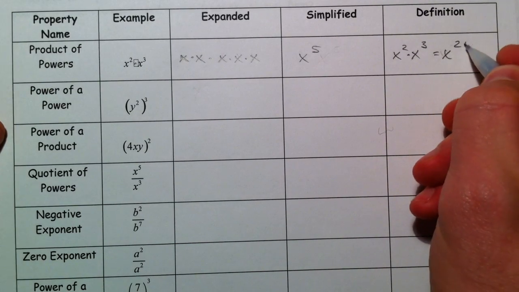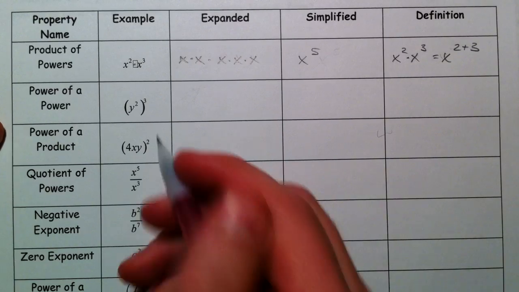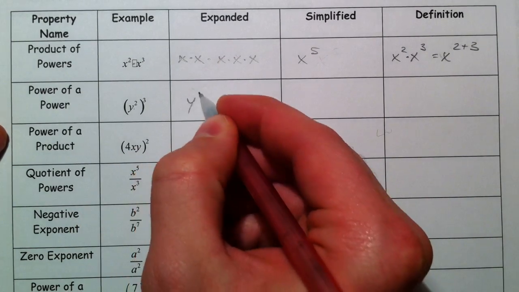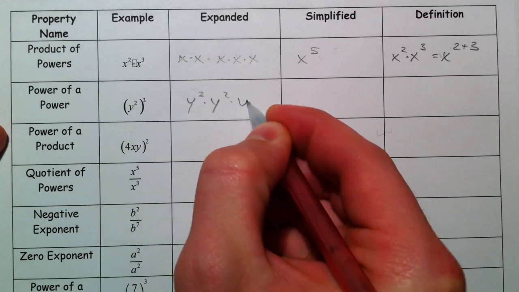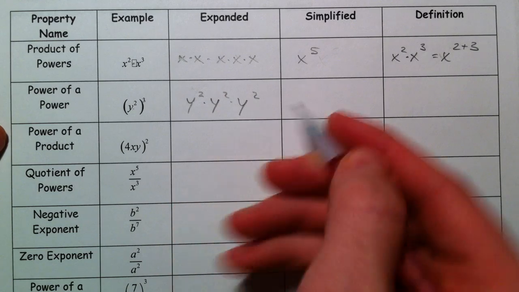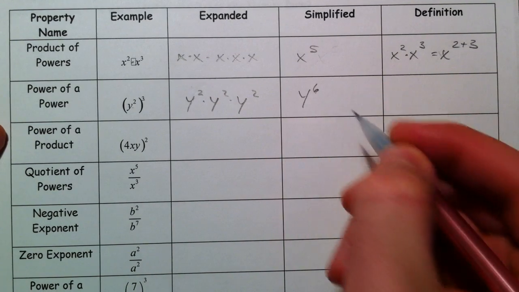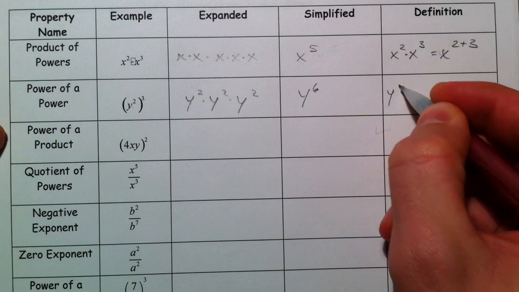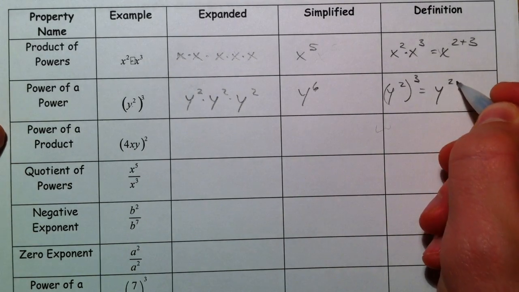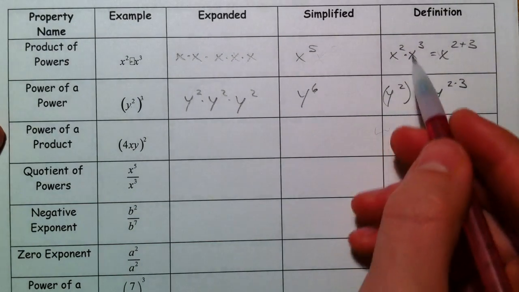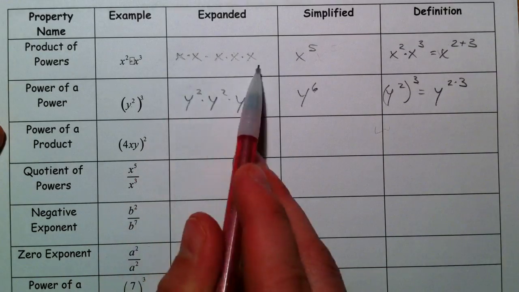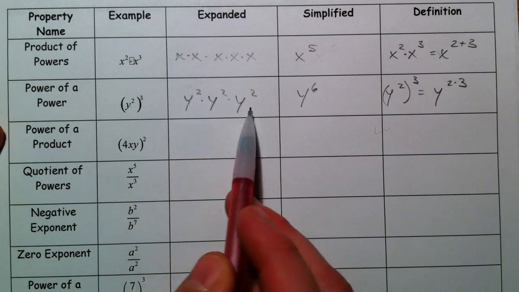So x to the 2 plus 3. So we add the powers. Now this is a power to a power, so that's like y squared times y squared times y squared. So that's y times y times y times y times y times y, so that's like y to the 6th power. And so if you have y squared cubed, that's where you multiply. This is the most commonly mixed up one between these two. Do we add or do we multiply? So if you ever are confused, write it out longhand.